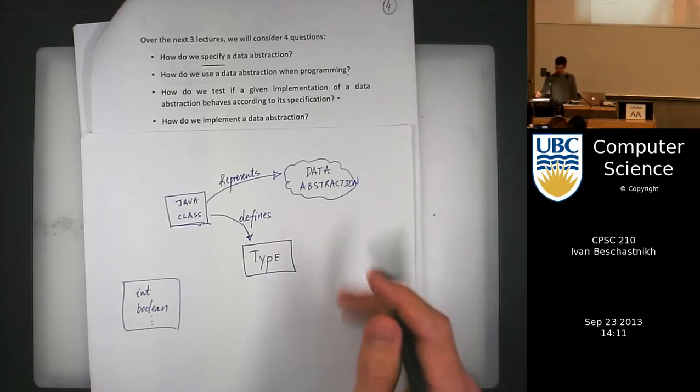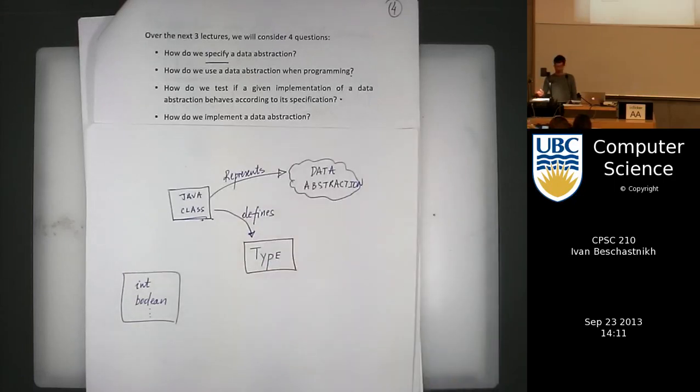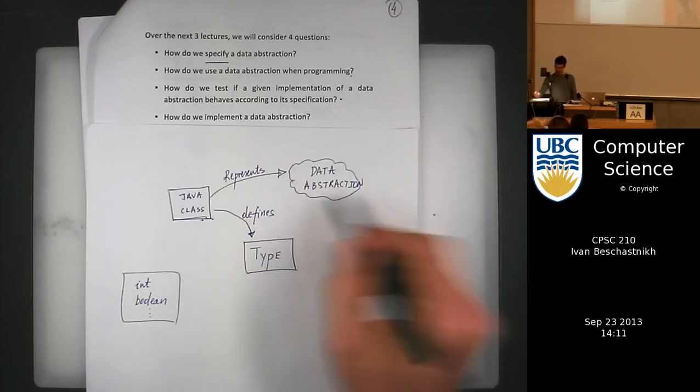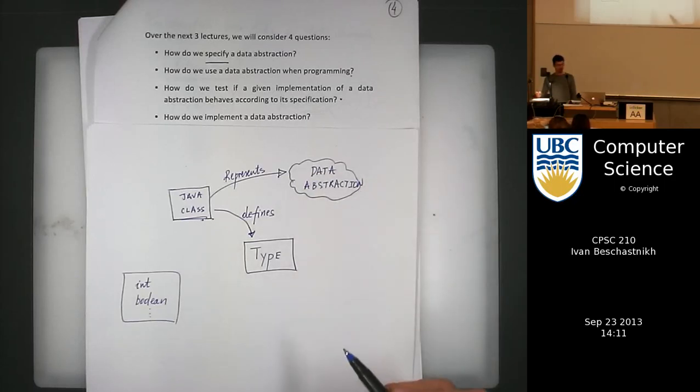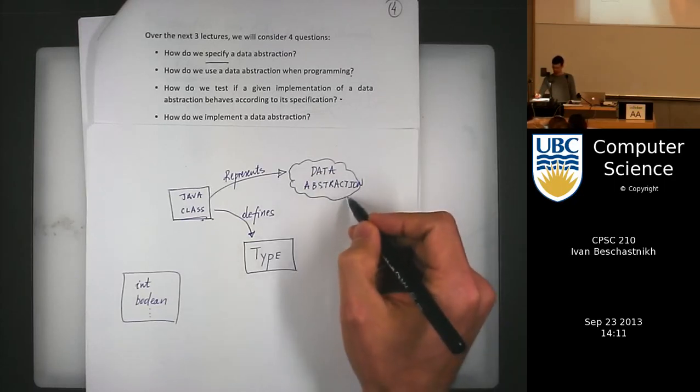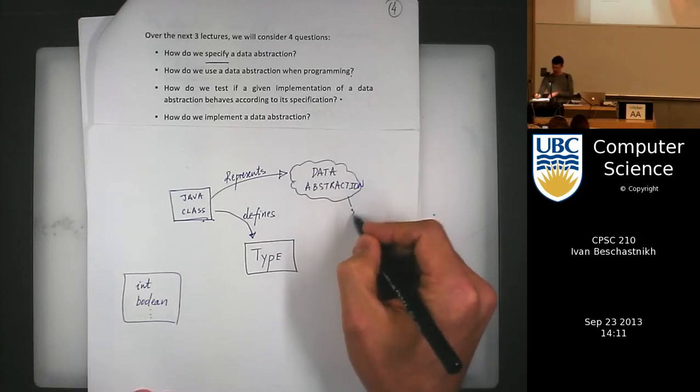Then the relationship between the data abstraction and type is sort of fuzzy. They're really closely related because the data abstraction, in a sense, also represents a type. But this guy typically has some kind of specification.